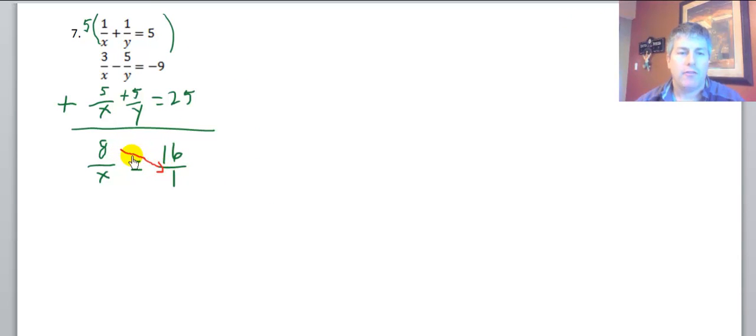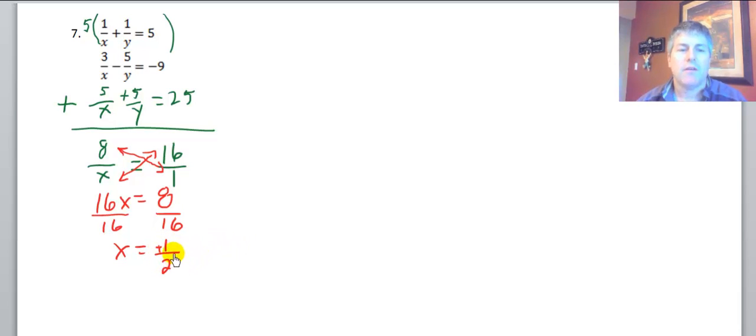So as you know, in a proportion, we've seen this before, I can cross multiply. So I get 16x equals 8. And I can solve for x. 16 times x, I divide both sides by 16. I recommend you show your work here. And 8 over 16 is 1/2. And that's a positive 1/2. So we get 1/2. So all we need to do now is solve for y.